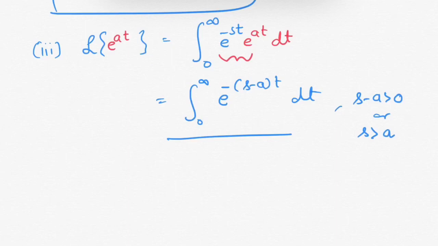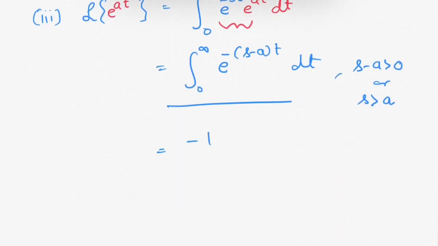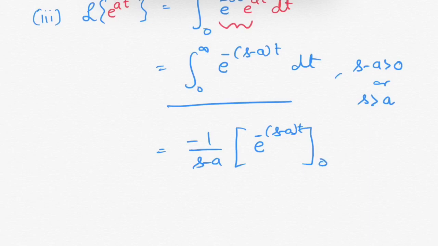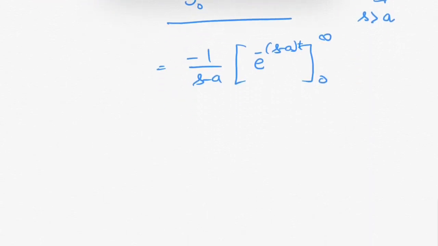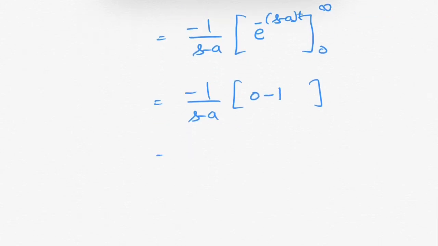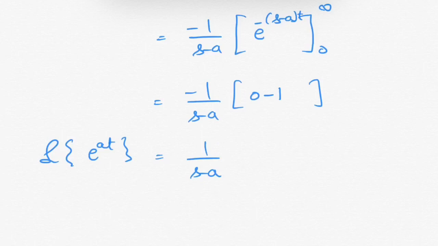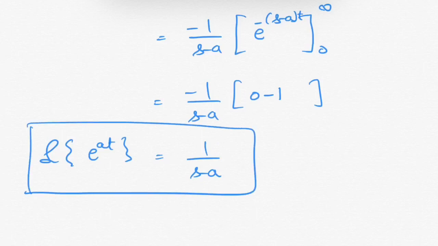Hence on integrating we have minus 1 over s minus a e raised to power minus s minus a t, limit from 0 to infinity. On putting the limit we have minus 1 over s minus a times 0 minus 1, and this equals 1 over s minus a. Hence Laplace transform of e raised to power at is 1 over s minus a. Let's find the Laplace transform of sin at.